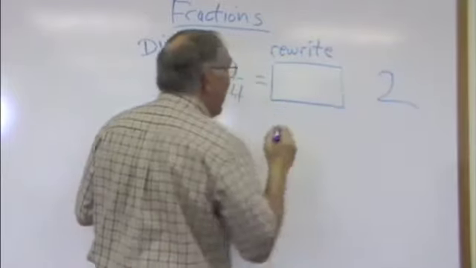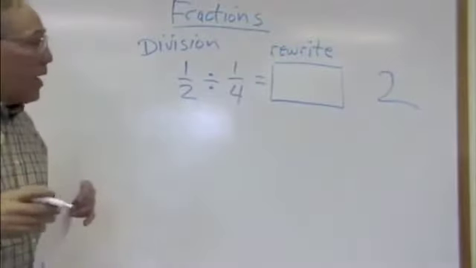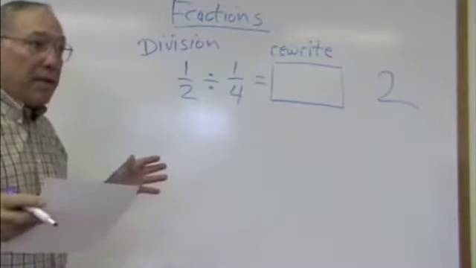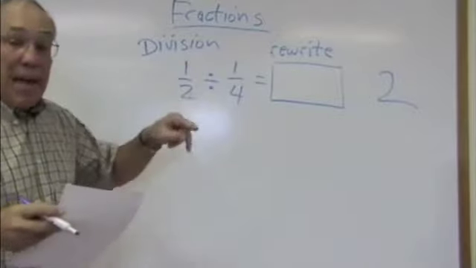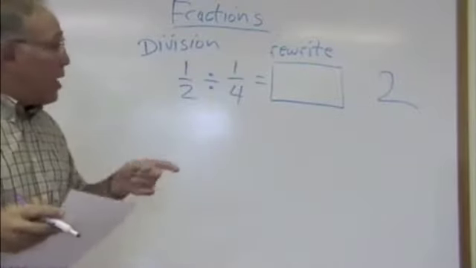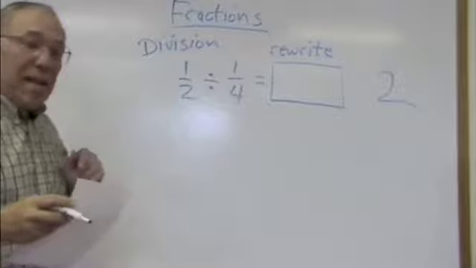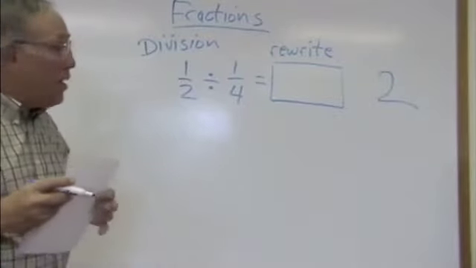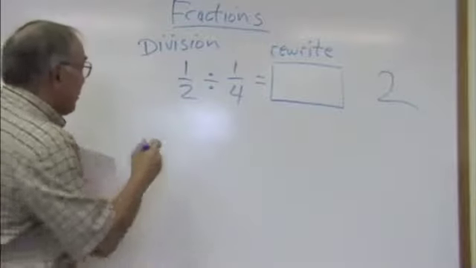Okay? Very important. We have to do a rewrite. We just learned multiplication of fractions, and multiplication of fractions is pretty simple. Top times top, bottom times bottom. So what we're going to do with division is change this into a multiplication problem that'll give us the right answer. And to do this, we have to do this little trick.